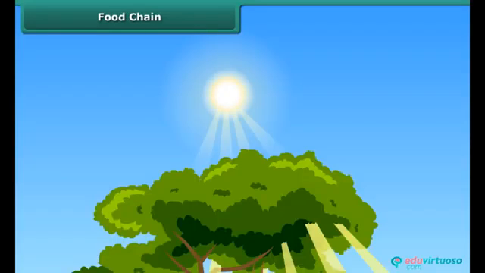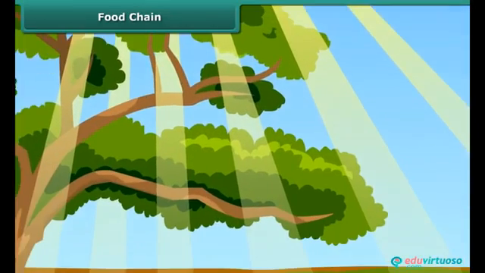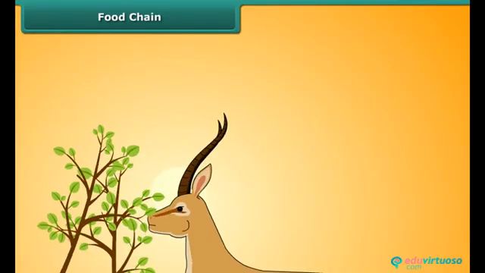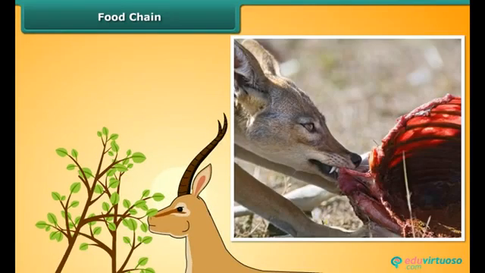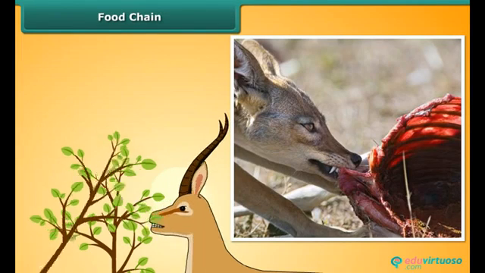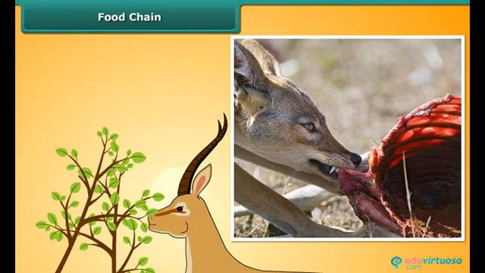The sun is the principal source of energy. The plants are the producers as they manufacture their own food with the help of sunlight. The animals are the consumers. Animals can be plant-eating herbivores or flesh-eating carnivores. Animals can also be omnivores, consuming both plants and other animals. The scavengers feed on dead animals.